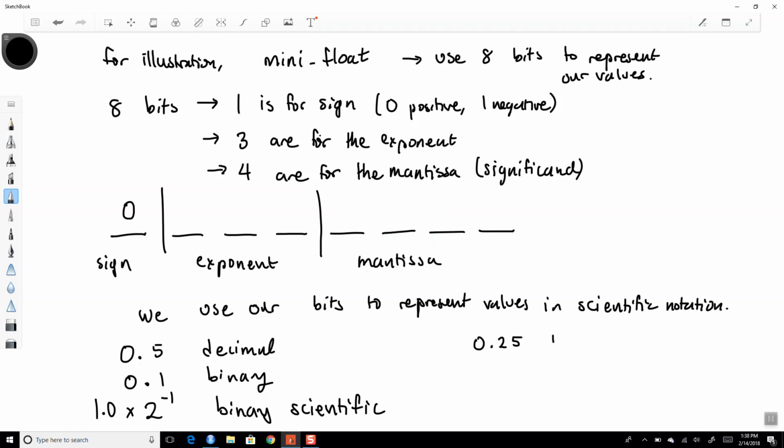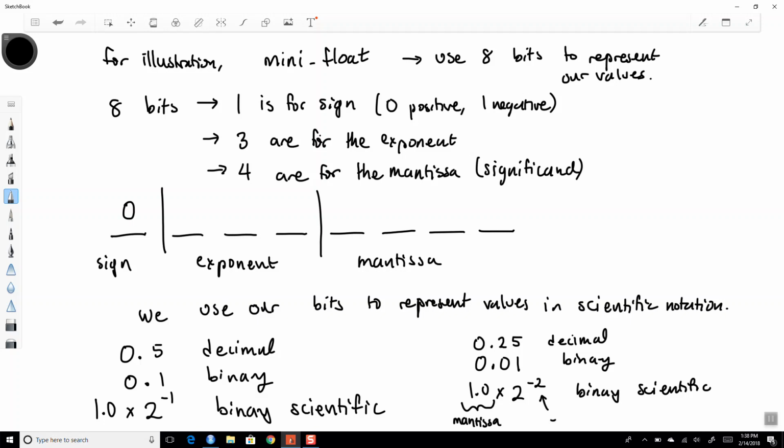And if, let's say, I had something like 0.25 as decimal. So in binary, what would this be? 0.01, right? This is the quarter place. So in binary scientific, I would have 1.0 times 2 to the negative 2. Okay, so in binary scientific, you've got this part we would call the mantissa, or the significand, times 2 to the, and then this part is the exponent.